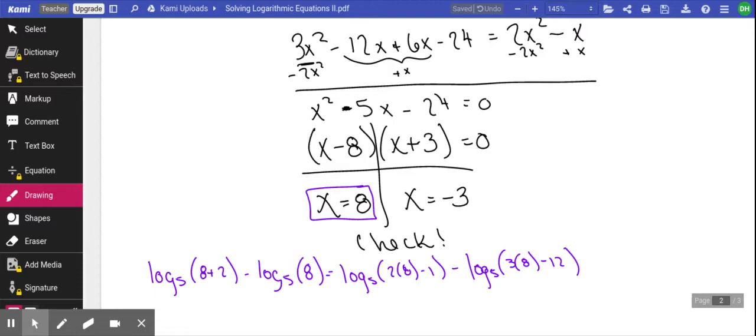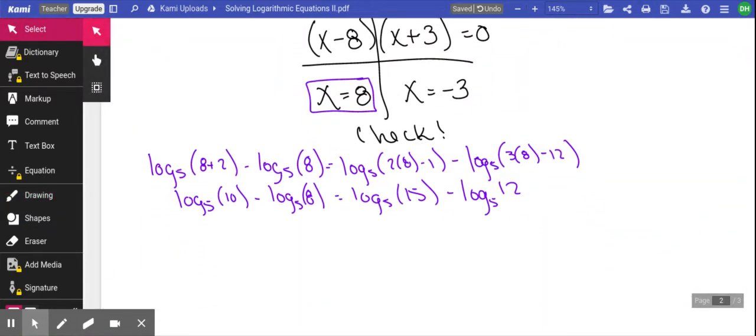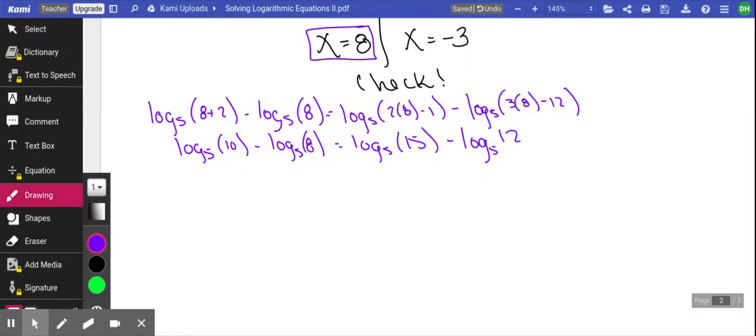Okay, so let's see how this all works out. Looks like I'm going to get log base 5 of 10 minus log base 5 of 8 equals log base 5 of 15 minus log base 5 of, let's see, 24 minus 12 is going to make 12. Interesting. Again, the calculator can be very, very helpful on this one. But I'm going to go ahead and try to prove that it can be done by hand. Although, like I said, just keep it simple. Feel free to use your calculator.